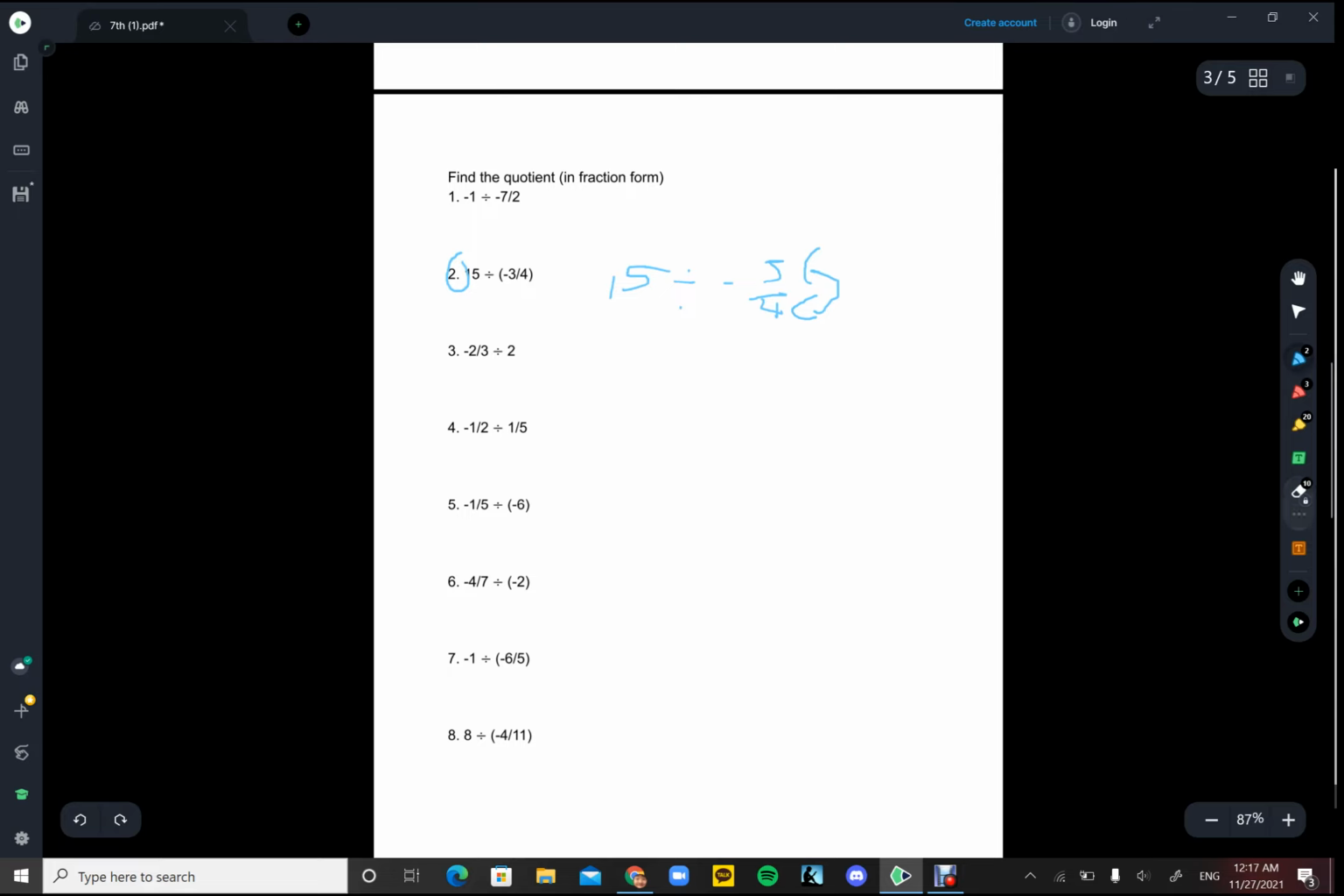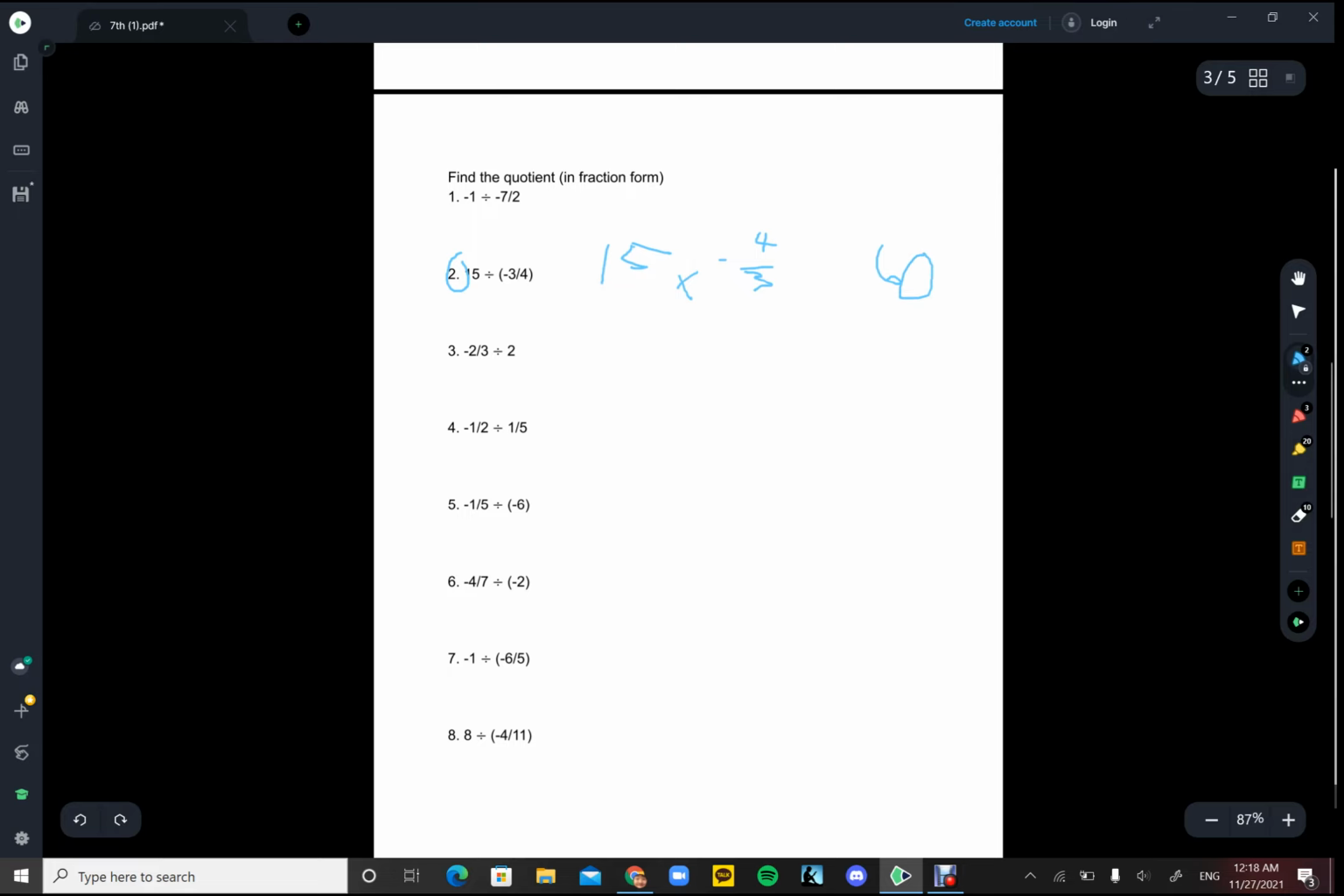So your equation would look like 15 times negative 4 over 3, which would be the same thing as dividing by negative 3 over 4. So when you get that, you would get 15 times 4, which is 60.